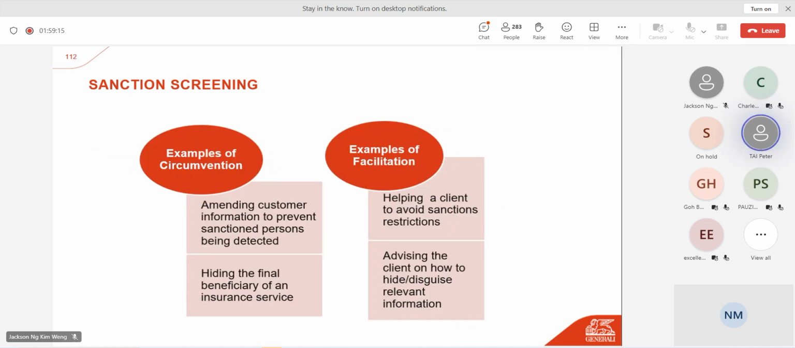So basically, you cannot circumvent it and you cannot facilitate it, helping a client to avoid it. No, cannot do that. So please, like I say, every time you meet a foreigner, try to look at the sanction list and see whether they are on it or not. If they are, please avoid them. There's no point doing business with them.